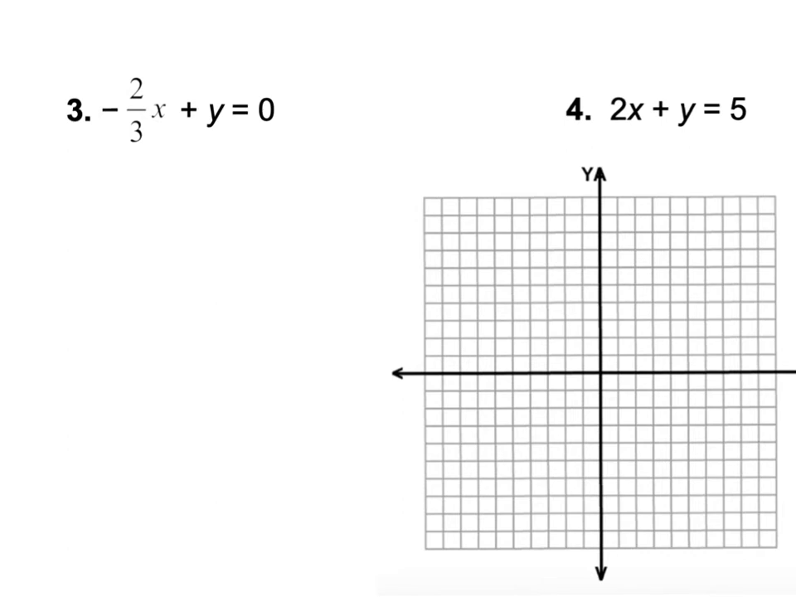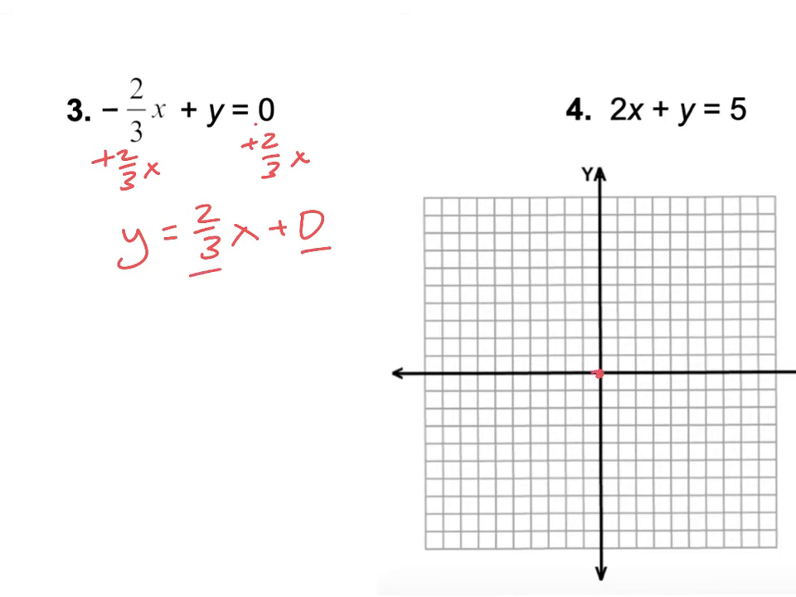Again, let's try doing these by changing them to slope-intercept form. So I'm going to add 2/3 x to both sides. Now, this is a 0, so y equals just 2/3 x. I don't need the plus 0, but I could have it. So my y-intercept would be 0.